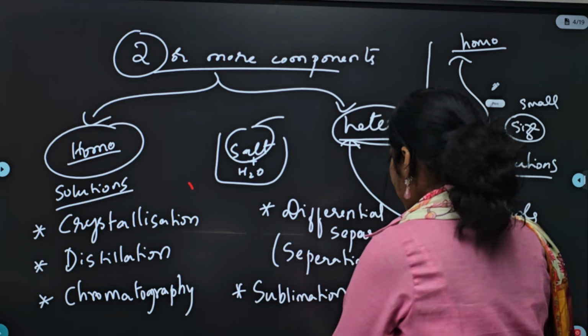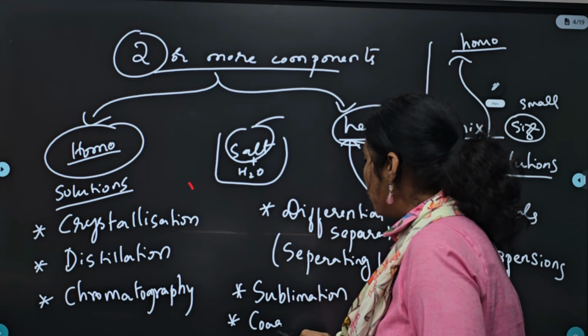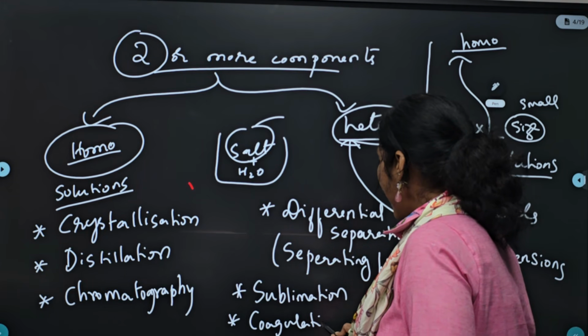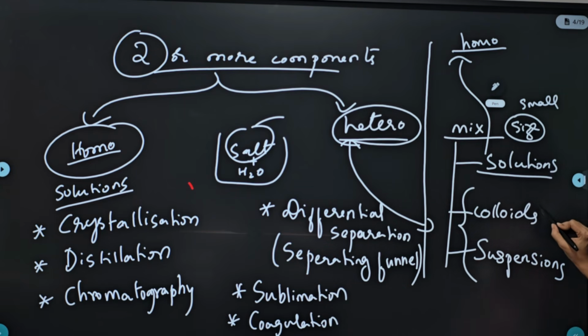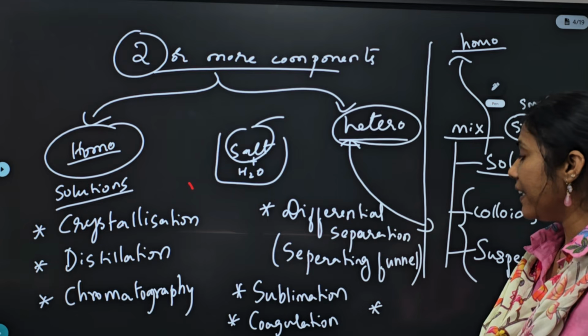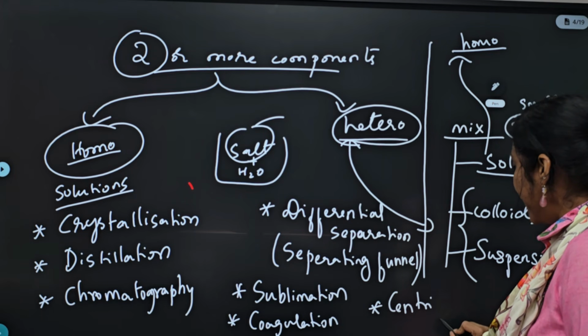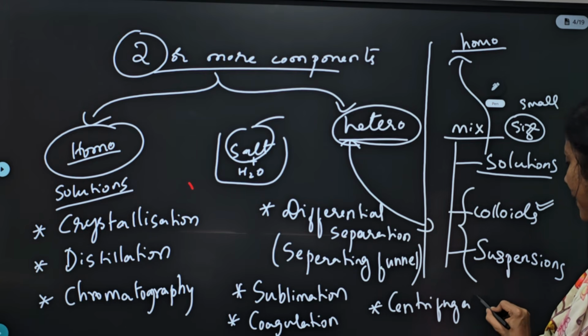Then we also have sublimation. Sublimation is another technique, and then we also have coagulation. Usually coagulation is performed on colloids. And we have another technique here, that is centrifugation, very important. In medical laboratories and so on, these techniques are used.